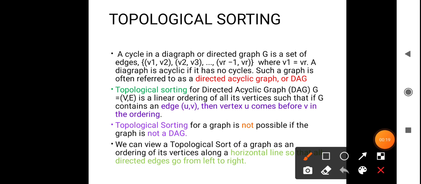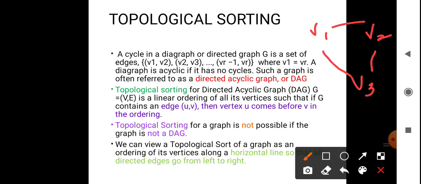Suppose a graph has three vertices v1, v2, v3, and there is a vertex v4, and v4 is equal to v1, then it forms a cycle. If there are four vertices and v4 is equal to v1, then it forms a cycle. This is a directed graph, meaning each edge has a direction. So in a directed graph there is a chance of forming a cycle.